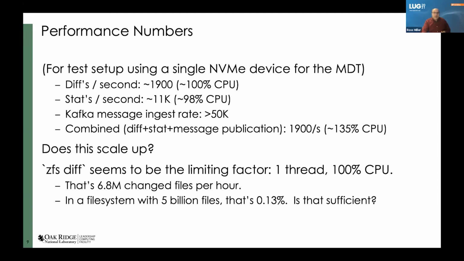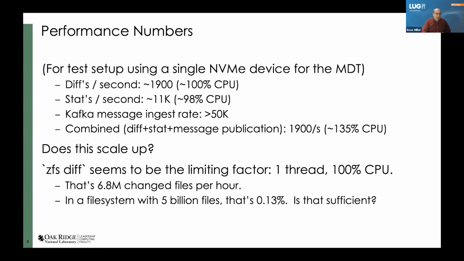In a file system with something like 5 billion files, which is not out of the question for what we're looking at in our next file system. I don't think we've hit that with our current file system, but for these, that's kind of the range we're talking about at ORNL. If you've got 5 billion files, being able to scan 6.8 million an hour, that's only 0.13%. Kind of hard to say if that's really sufficient or not.